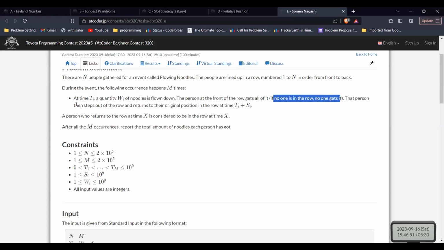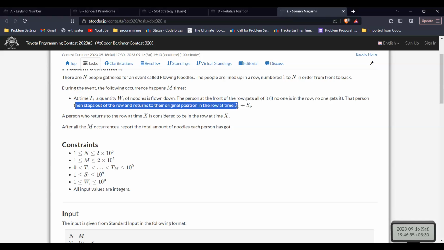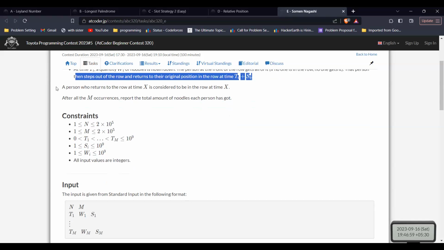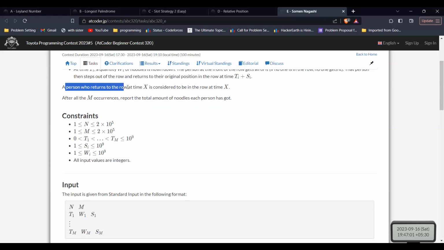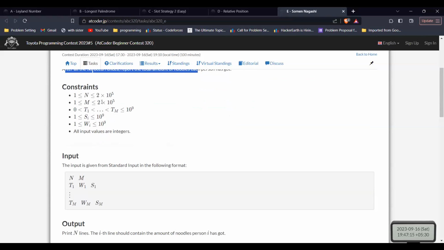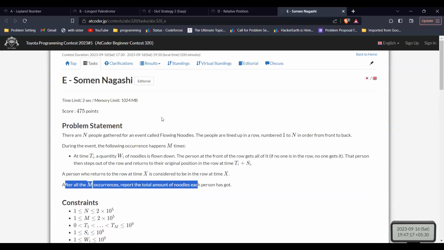Otherwise, the person who gets it steps out of the row and returns to the original position in the row at time ti plus si. A person who returns to the row at time x is considered to be in the row. After all the m occurrences, we need to report the total amount of noodles each person has got. So I'll first explain what this problem is.